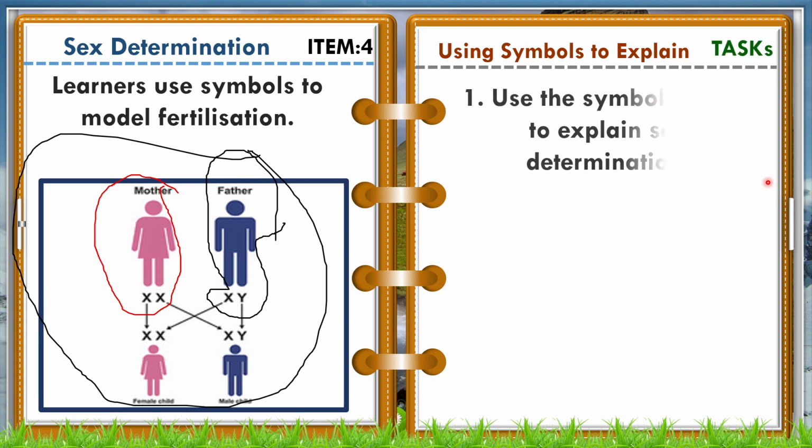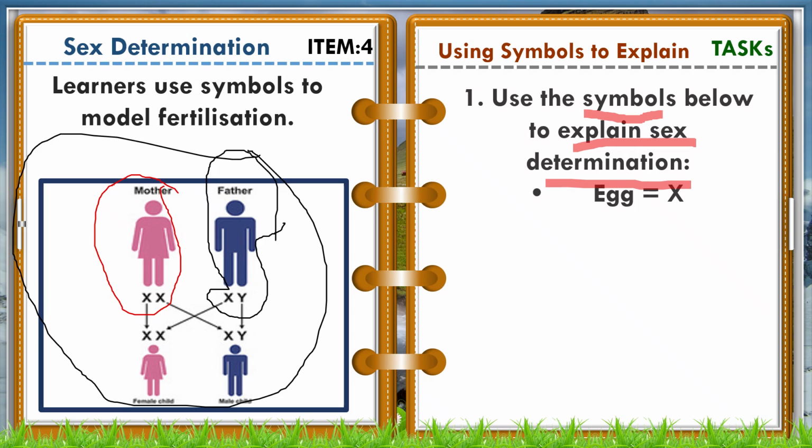Tasks. Use the symbols below to explain sex determination. We have the egg, which is having chromosome X. We have the sperm that can have chromosome X or it can have chromosome Y.